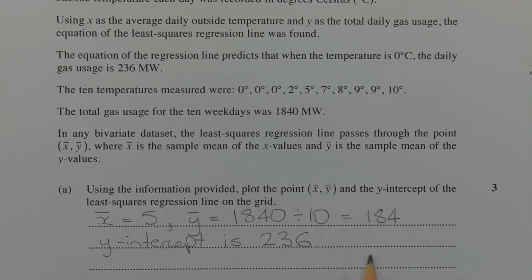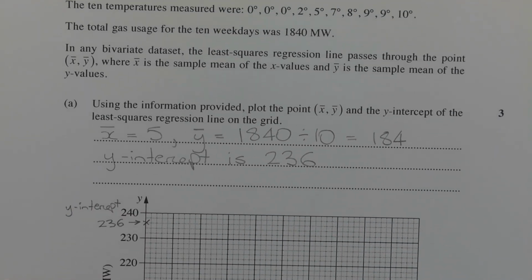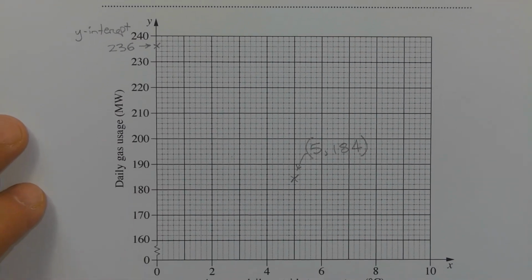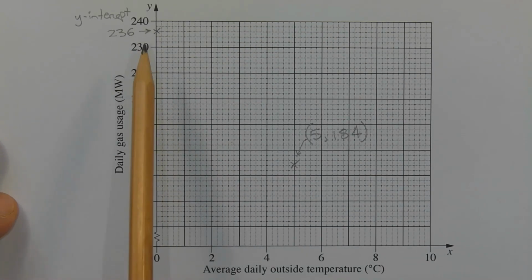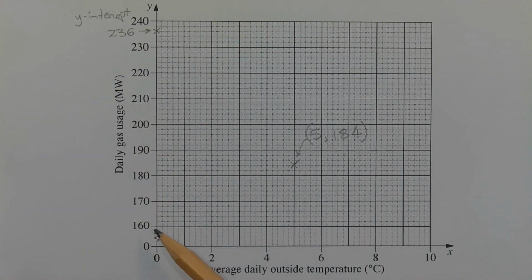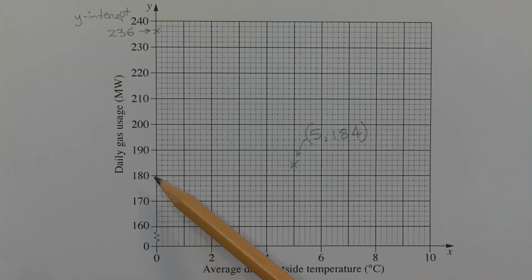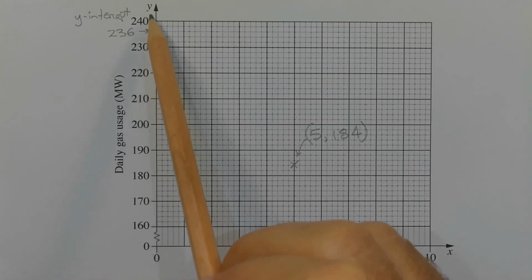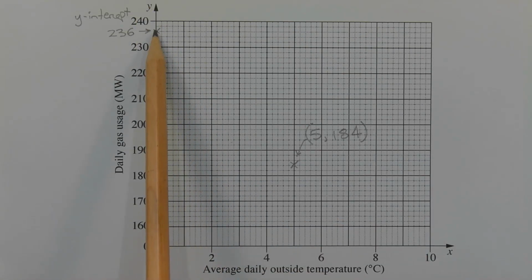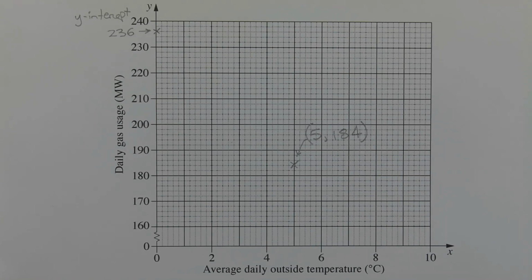Now we can take this information and plot those points on the grid. So I plotted the y-intercept here, just taking note that every square vertically represents 2 megawatts. So there are 5 divisions there from 230 to 240, so 236 is just there. And the point x bar, y bar is this point here.